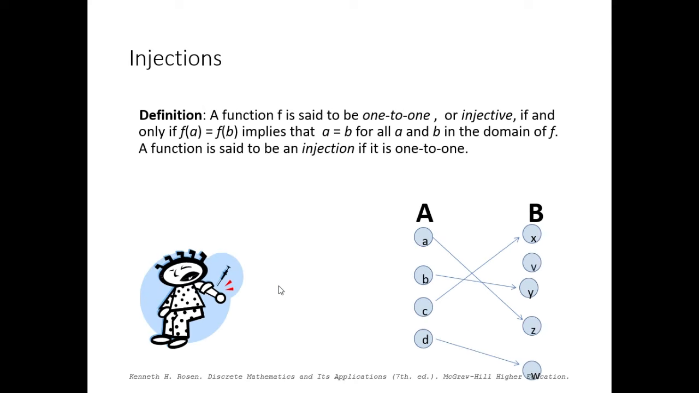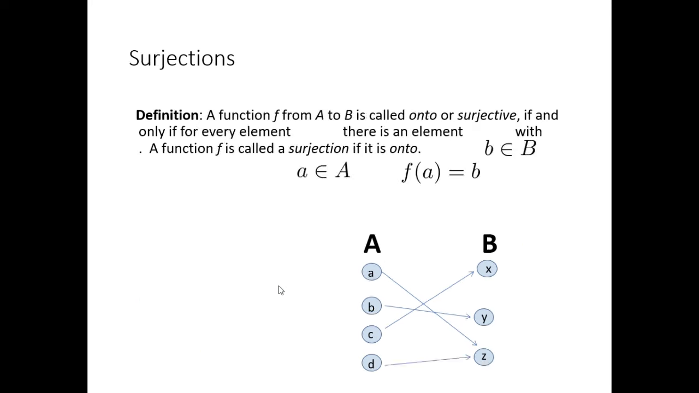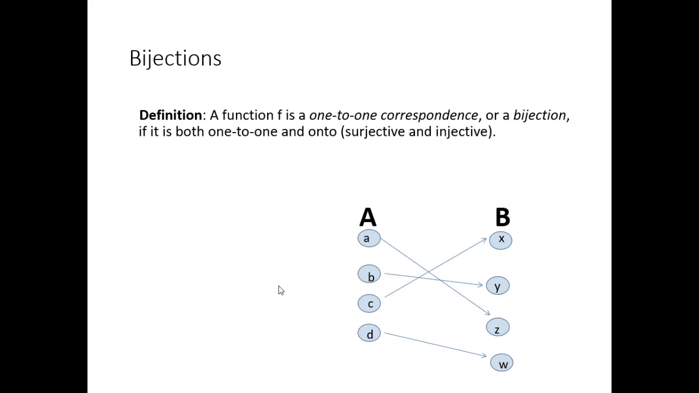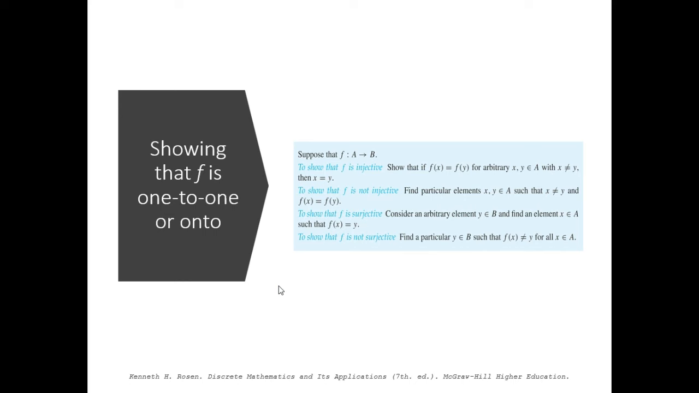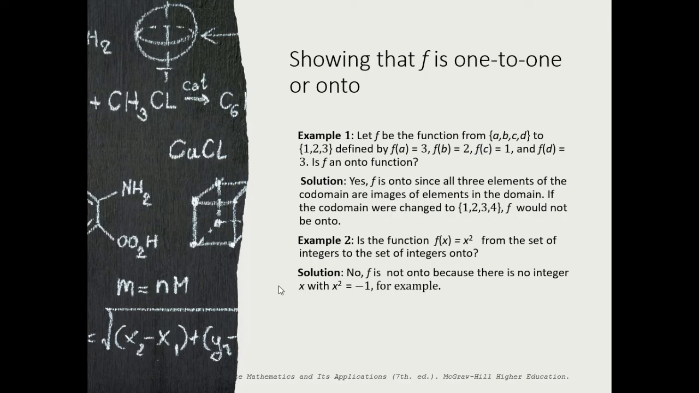In case of a one-to-one function, the cardinality of the codomain could be equal to the domain or greater than the domain. But in case of a bijection, the cardinality of domain and codomain should be exactly the same, so that there is both one-to-one mapping as well as every element of the codomain is an image of some element of set A. Now, let us look at a few examples.